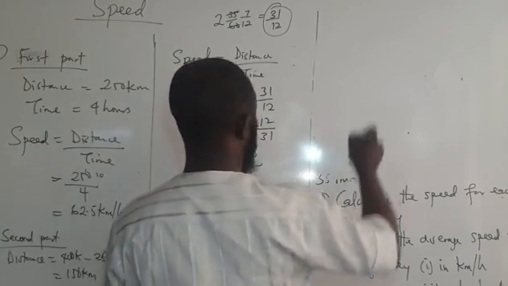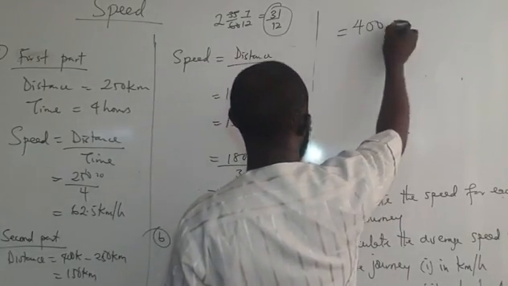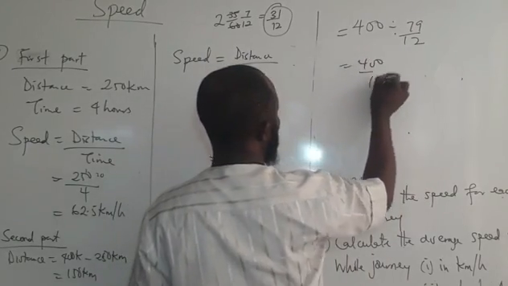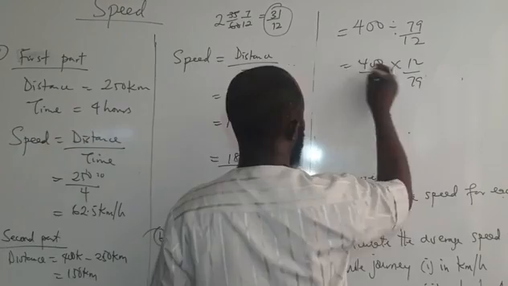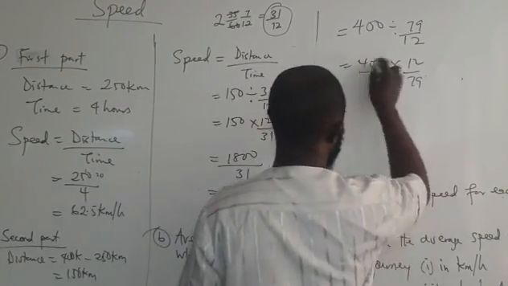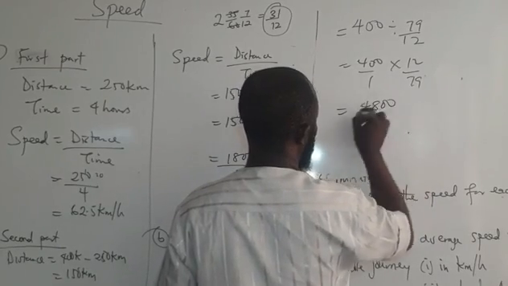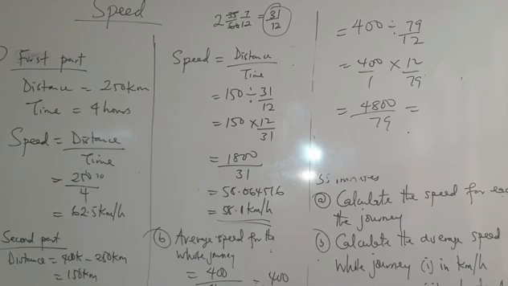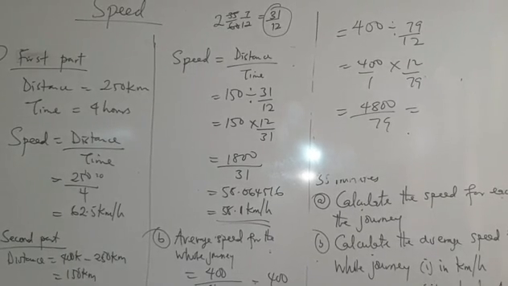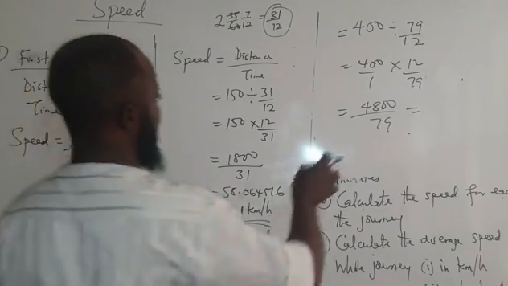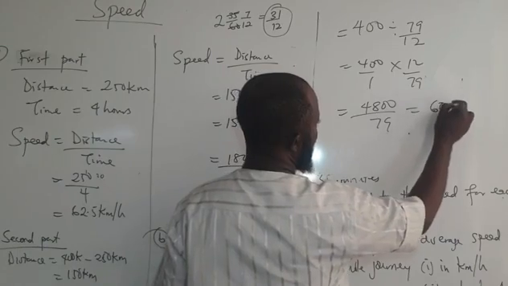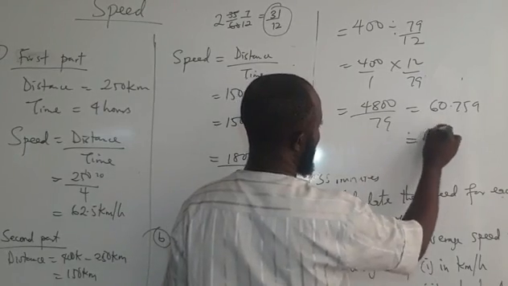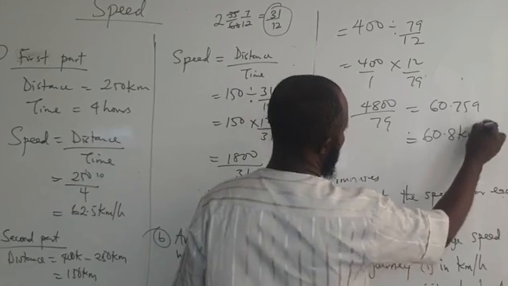So that means we have 400 divided by 79 over 12. So that is 400 times 12 over 79. So we calculate 400 times 12. 4 times 12, 48. That is 4,800 divided by 79. So dividing this will give us 60.759. But don't forget to 1 dp. So the final answer will then be 60.8 kilometers per hour.